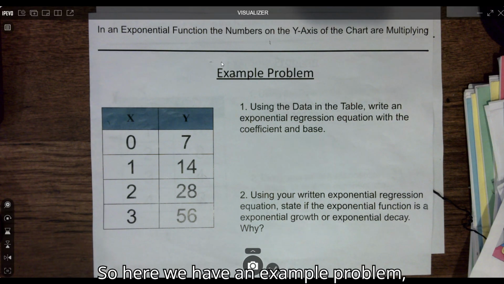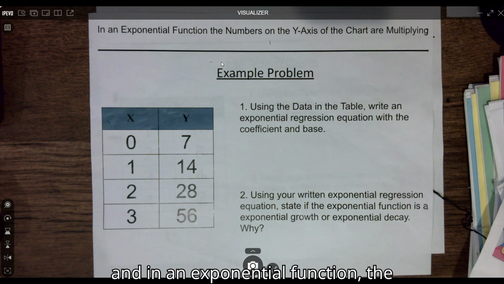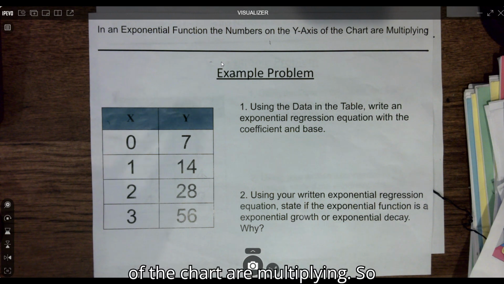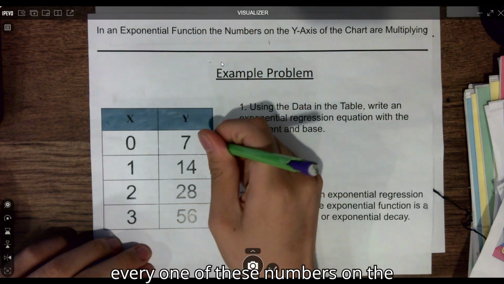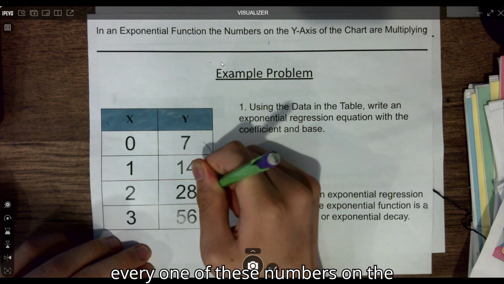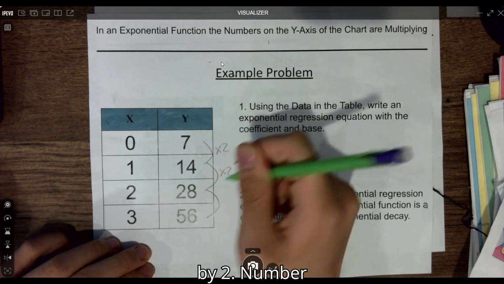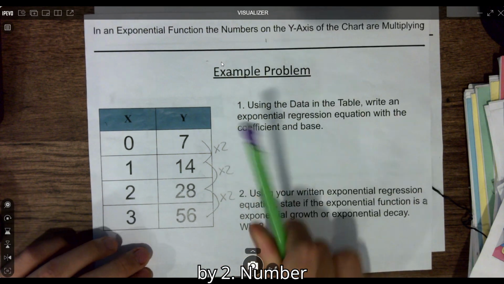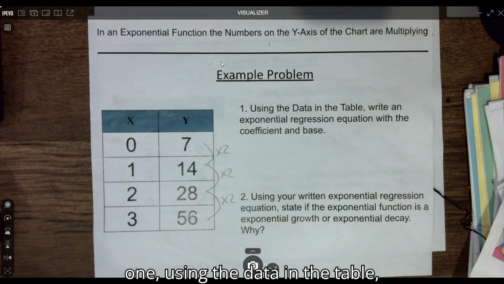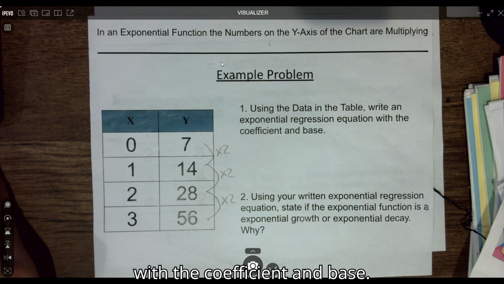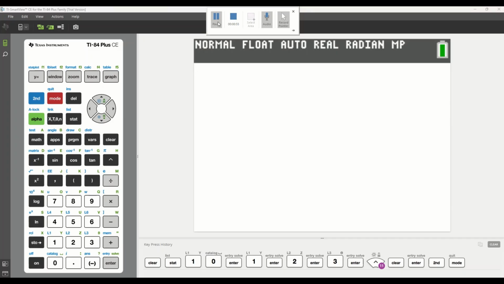So here we have an example problem, and in an exponential function, the numbers on the y-axis of the chart are multiplying. So every one of these numbers on the y-axis are multiplying by 2. Number 1. Using the data in the table, write an exponential regression equation with the coefficient and base.